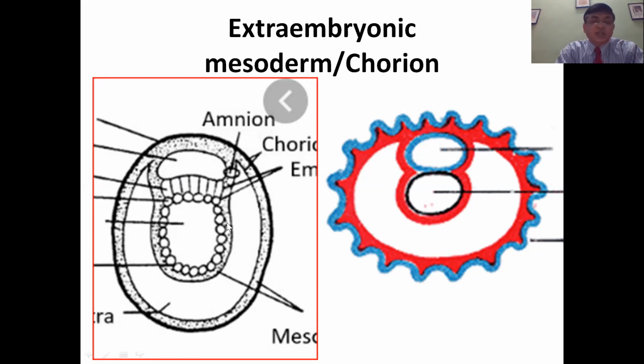And what is important for us today is this layer where this cavity has developed is the extraembryonic coelom, which has developed in the extraembryonic mesoderm. So we have two mesoderm, the intraembryonic mesoderm there and extraembryonic mesoderm there. This extraembryonic mesoderm forms nothing but the chorion.